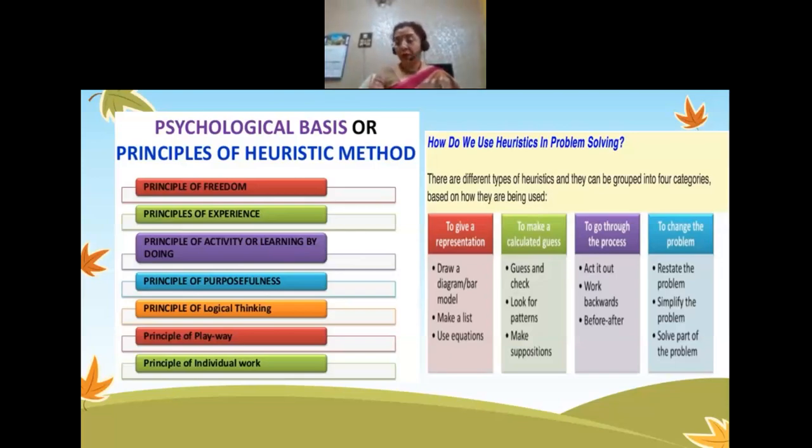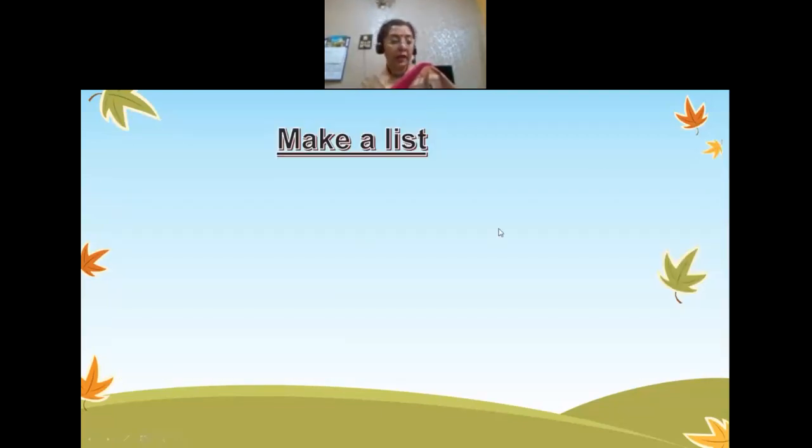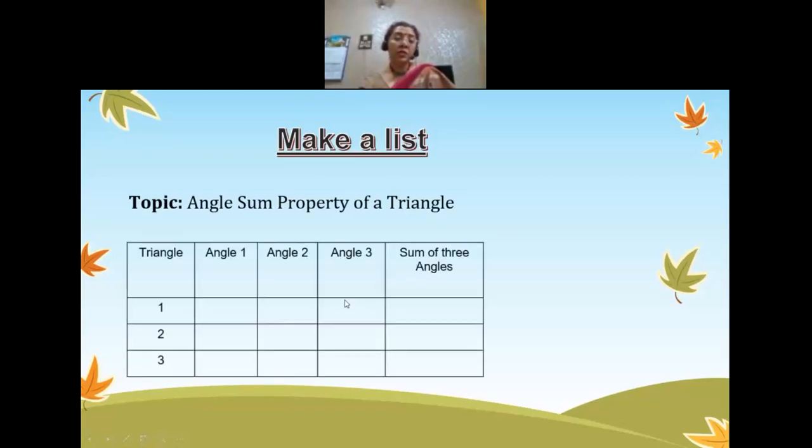Let us go one by one. Remember, this heuristic method is a discovery method where the students will discover the knowledge. Again, I'm saying, don't transfer the knowledge, let them construct the knowledge. First is make a list, for the angle sum property. Give the students different triangles. Different students, different triangles. Inductive and heuristic are a little different.